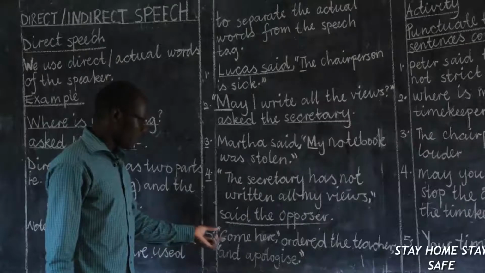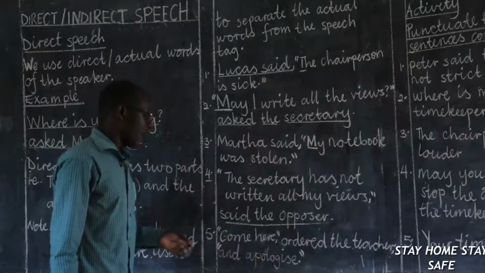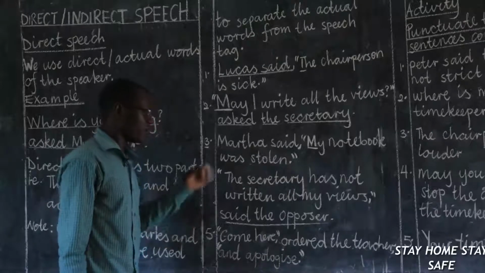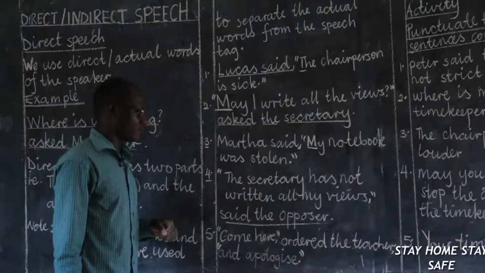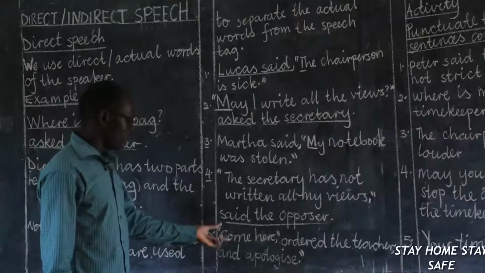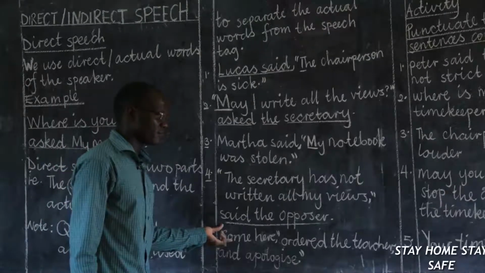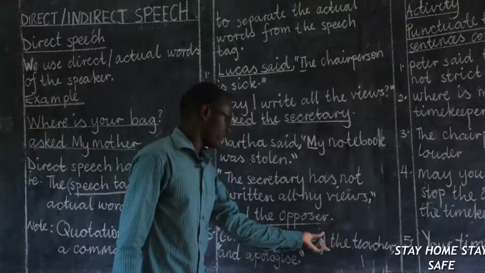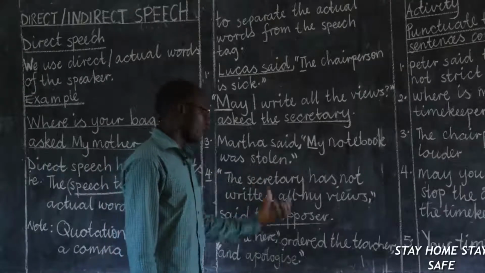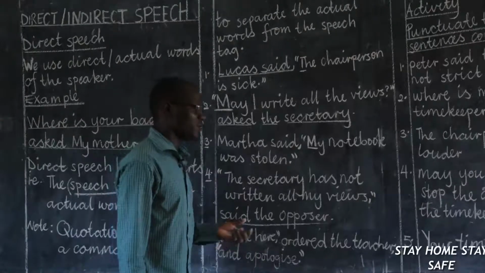"Come here," ordered the teacher, "and apologize." "Come here" are the teacher's words. Ordered the teacher. These are our own words. We are trying to say what the teacher said. Come here. Maybe as he had said, come here.